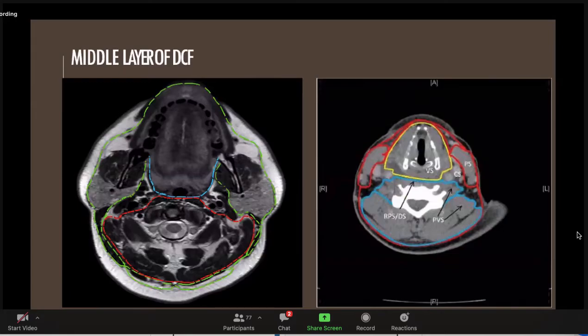And you can see here in the left side image, in blue, as it comes around the pharyngeal structure, it will define the oral cavity, while in the infrahyoid neck in the right image, the middle layer of the deep cervical fascia, which is in yellow, surrounds the laryngeal structures defining the visceral space.